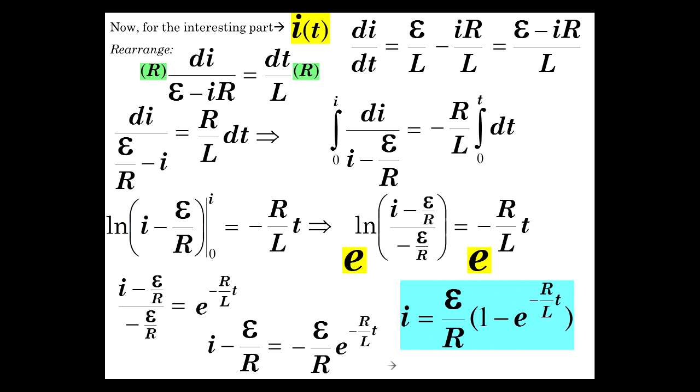And now we can rearrange and factor the EMF over R to give us a result that looks very similar to the RC circuit form, which was maximum quantity times 1 minus e to the minus t over RC. Now we have the same kind of form, but it's 1 minus e to the minus R over L t. Remember the time constant for an RC circuit: it was what was in the denominator that was the time constant. What's in the denominator here? Well, the numerator is R over L, so the denominator is L over R. So that is the time constant.